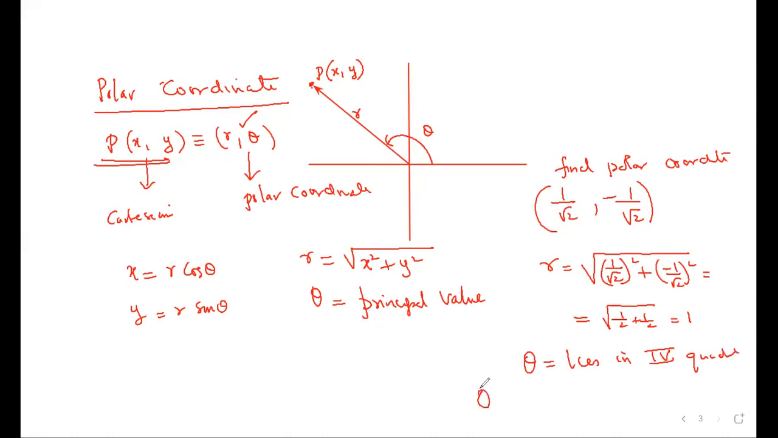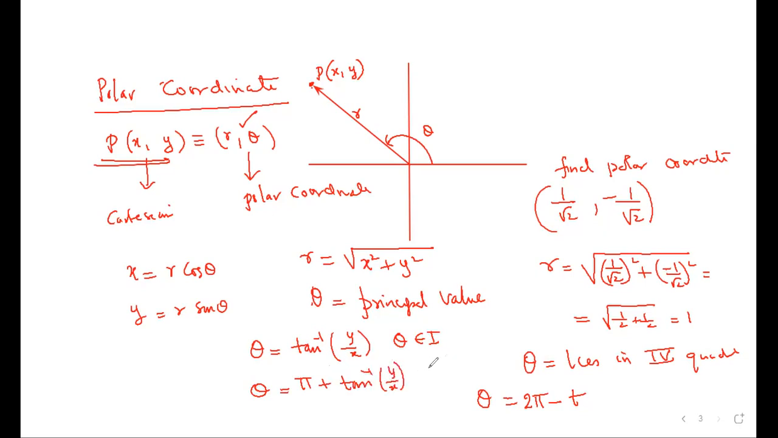If it is the fourth quadrant, the answer will be 2 pi minus tan inverse. Okay, I'll write here. If theta lies in the first quadrant, theta is tan inverse of y by x. If theta lies in the second quadrant, it is pi plus tan inverse y by x. Now why has the plus sign come, tell me? Because in the second quadrant y by x itself is negative. That negative will come outside. So it gets subtracted from pi.